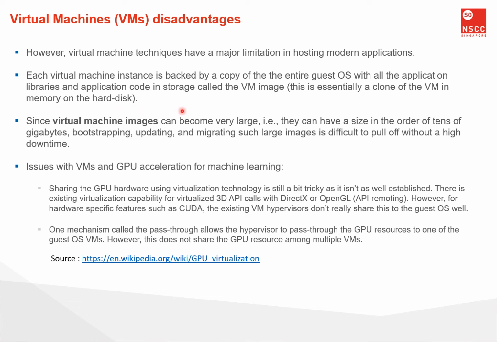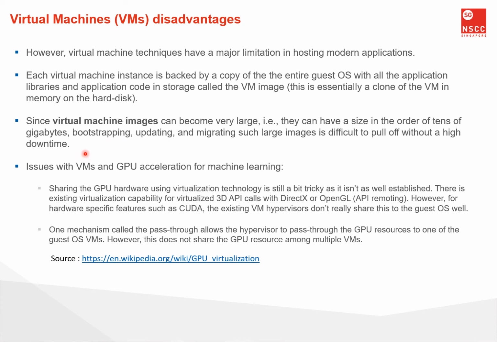And since virtual machine images can become quite large, with a size in the order of tens of gigabytes, including the bootstrapping, updating, etc., migrating these large images is going to be difficult to pull off without high downtime, because it just takes a large amount of time to copy the images from one place to another, because of the sheer size of the images. And maintaining multiple large images, because you want to have multiple versions backed up at different times, becomes a lot more unwieldy.